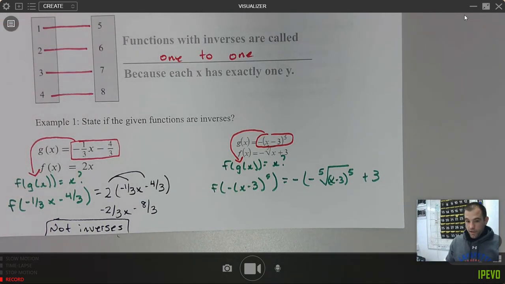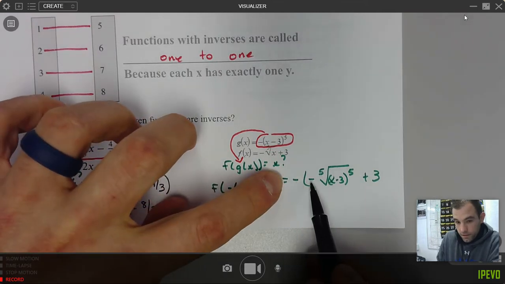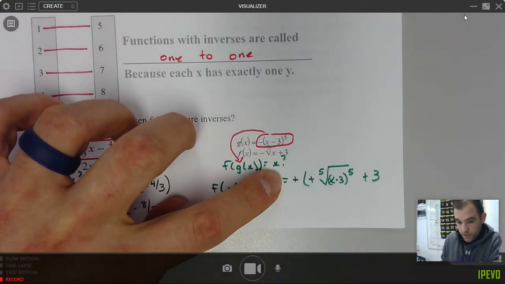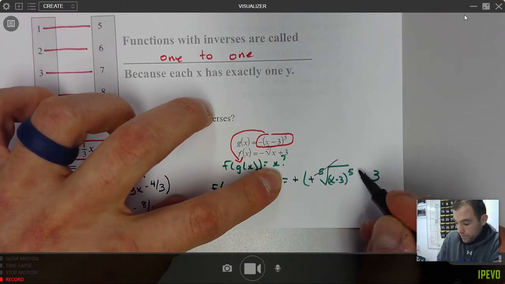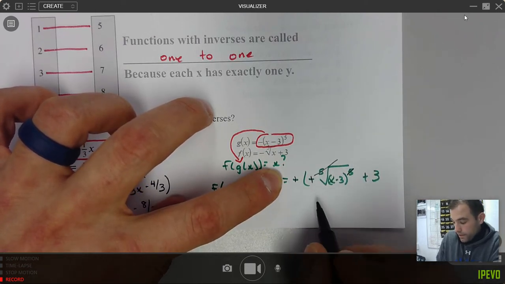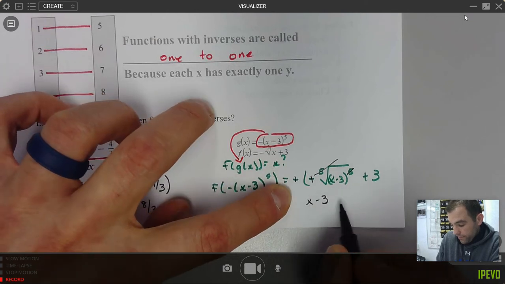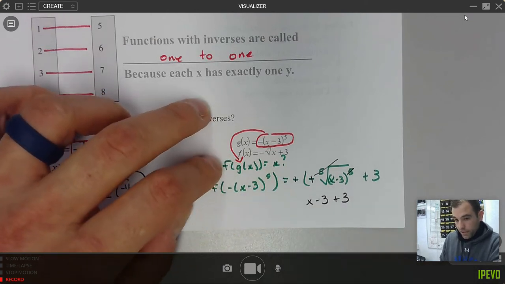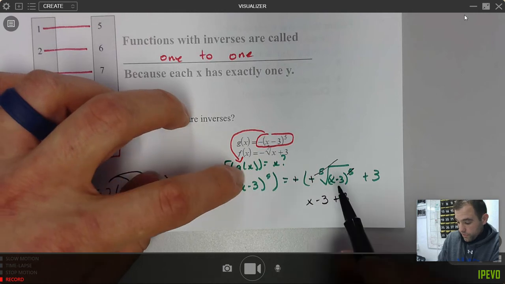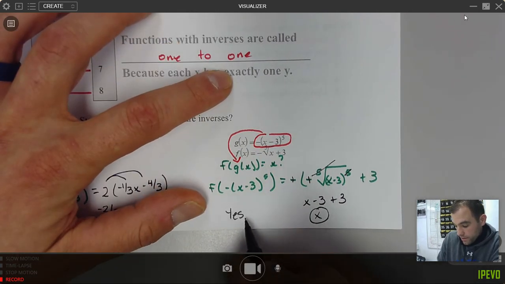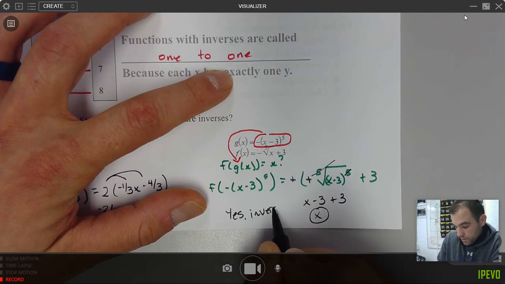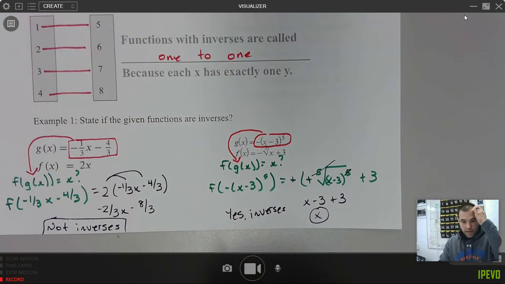Okay, now we got to simplify. All right. So these two negative signs become a plus right next to each other. The 5th root and the 5th power will cancel. And I'm just left with the x minus 3. And I still have that plus 3. So everything canceled, made it look pretty nice. So minus 3 plus 3 is 0. So I'm left with just x. So yes, these are inverses, because it came out to equal x. Okay, and if it equals x, then they are inverses.